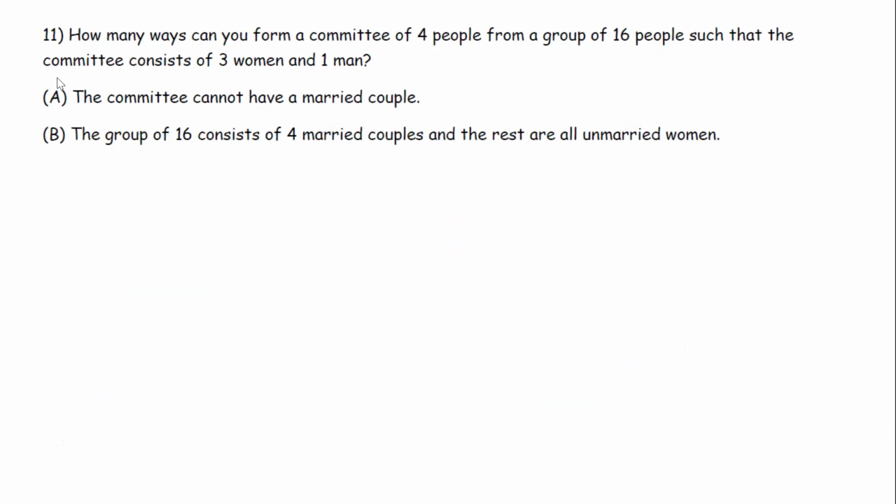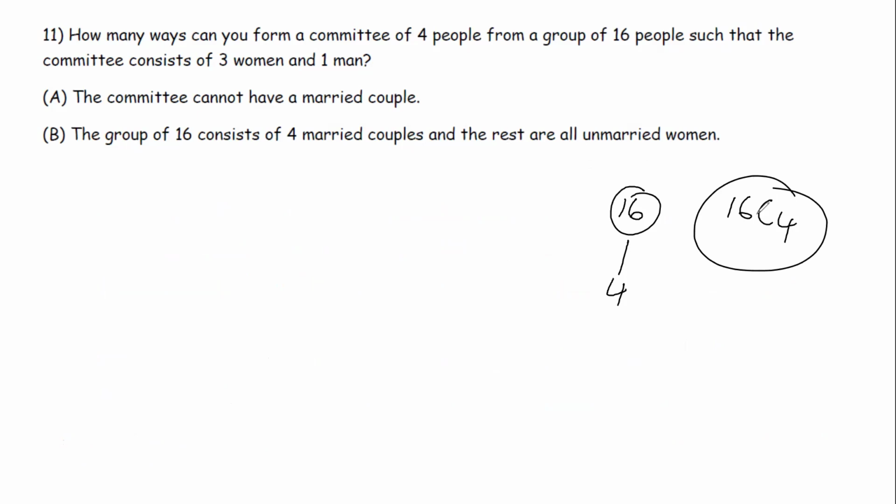Okay. How many ways can you form a committee of 4 people from a group of 16 people such that the committee consists of 3 women and 1 man? All right. So we know that it is 16 on the whole. And we need to select 4. So had it been a committee of 4 people, it would simply be 16C4, right? But we don't know that part.